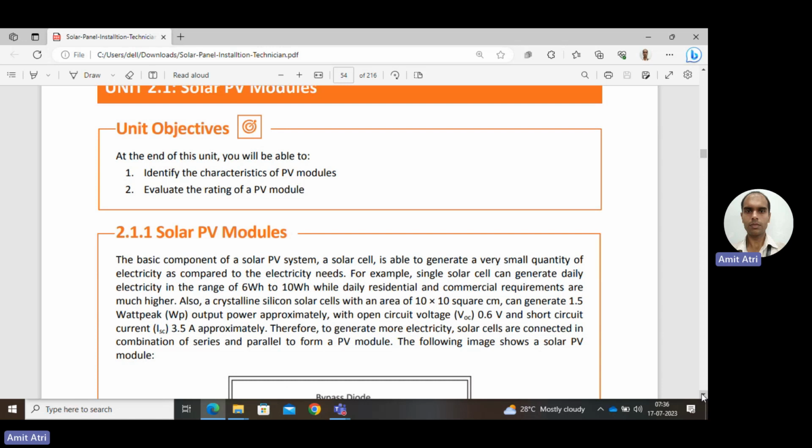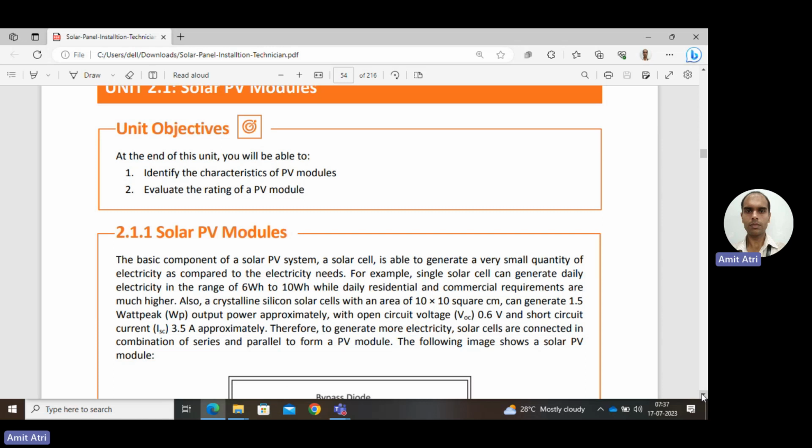So the limitation or the capability of one solar cell is very less as compared with the load requirement. Taking an example, a single solar cell can generate 6 watt hour to 10 watt hour energy, whereas the daily residential and commercial requirements are much larger. So one solar cell is not sufficient to meet the requirement of our regular load.